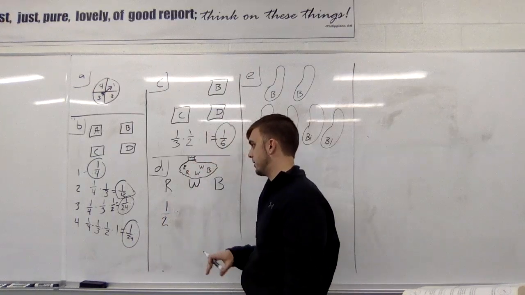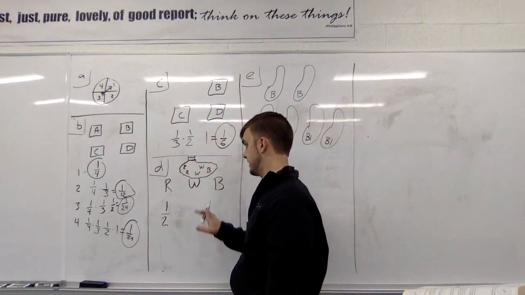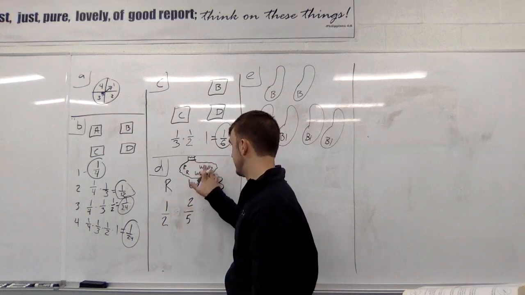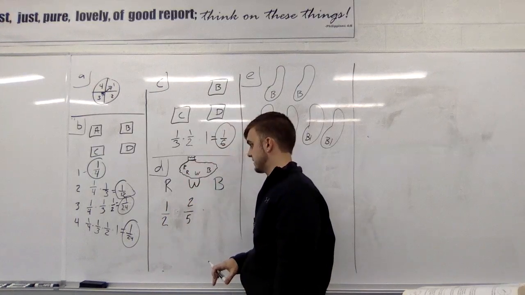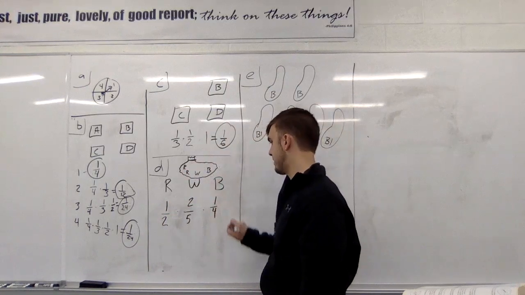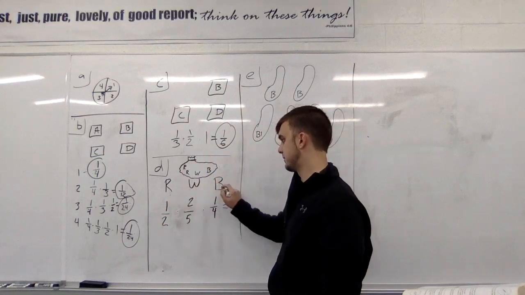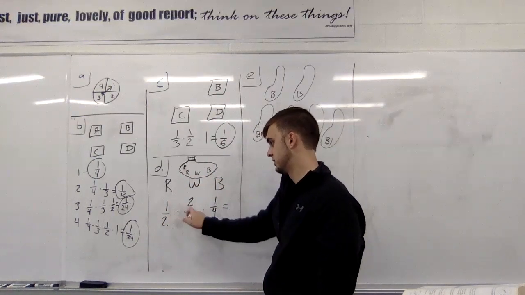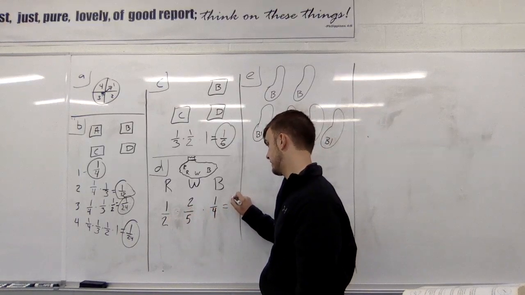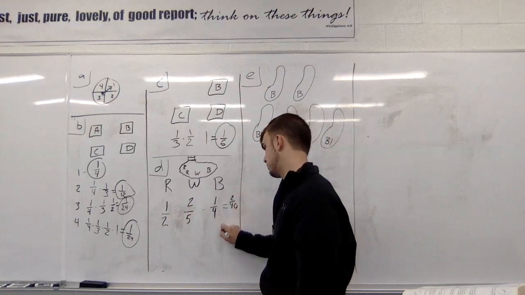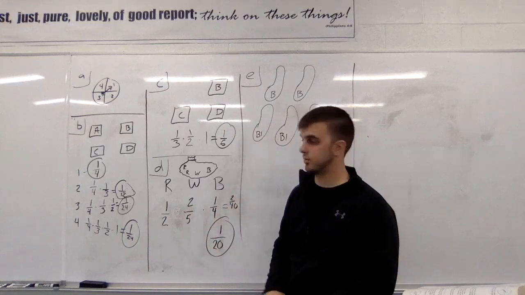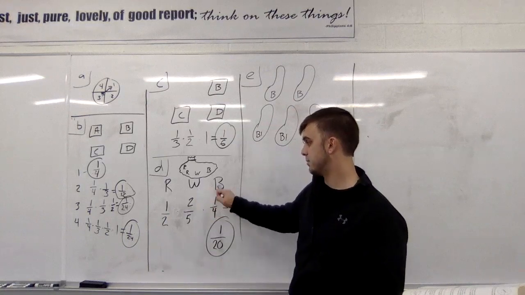So we pull out a red one. Then what's the chance that we pull out a white one? Well, it's 2 whites out of 5 marbles in there, so it's 2/5. So we pulled out a white, and what's the chance of pulling a blue? 1 out of 4 marbles, so it's 1/4. So the probability of pulling a red, then a white, then a blue is 1/2 times 2/5, which is 2/10, times 1/4, which is 2/40. That reduces down to 1/20. That is your probability of pulling a red one, a white one, and a blue one.